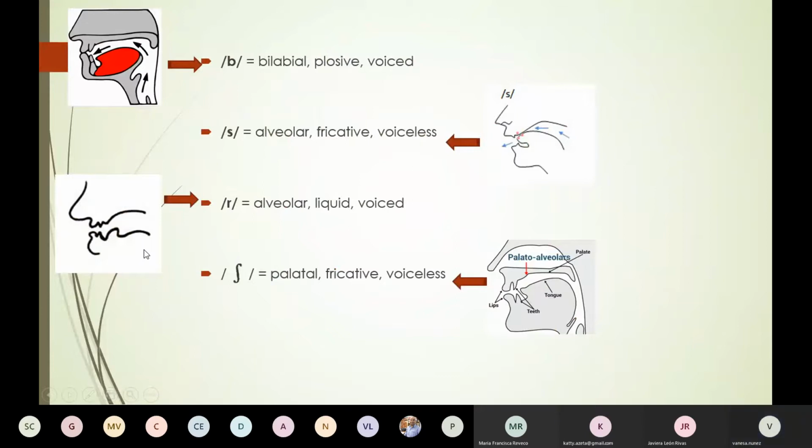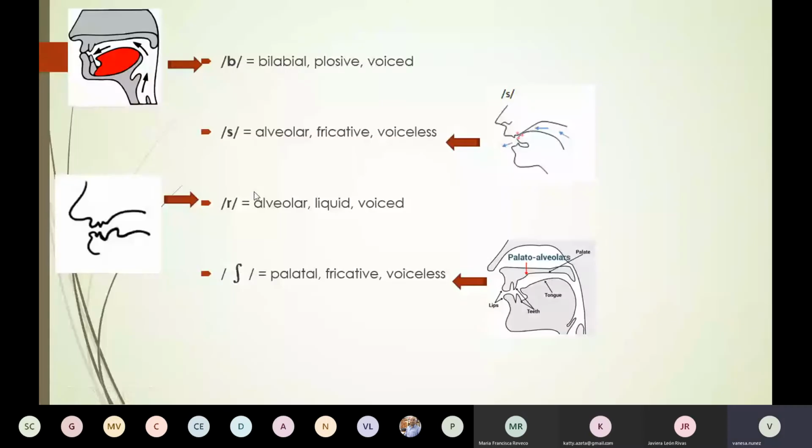The sound is alveolar too because we also raised our tongue to the alveolar ridge. It is liquid because there's an obstruction of air, and it is voiced. I don't know what happened.